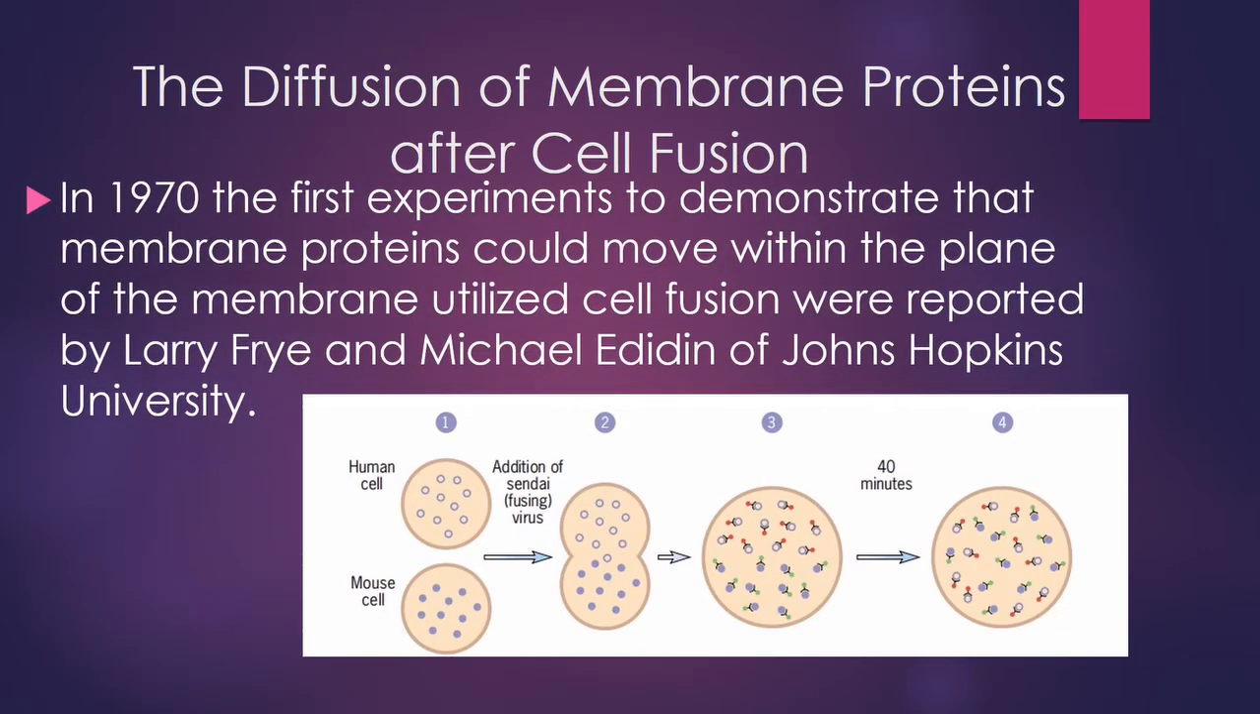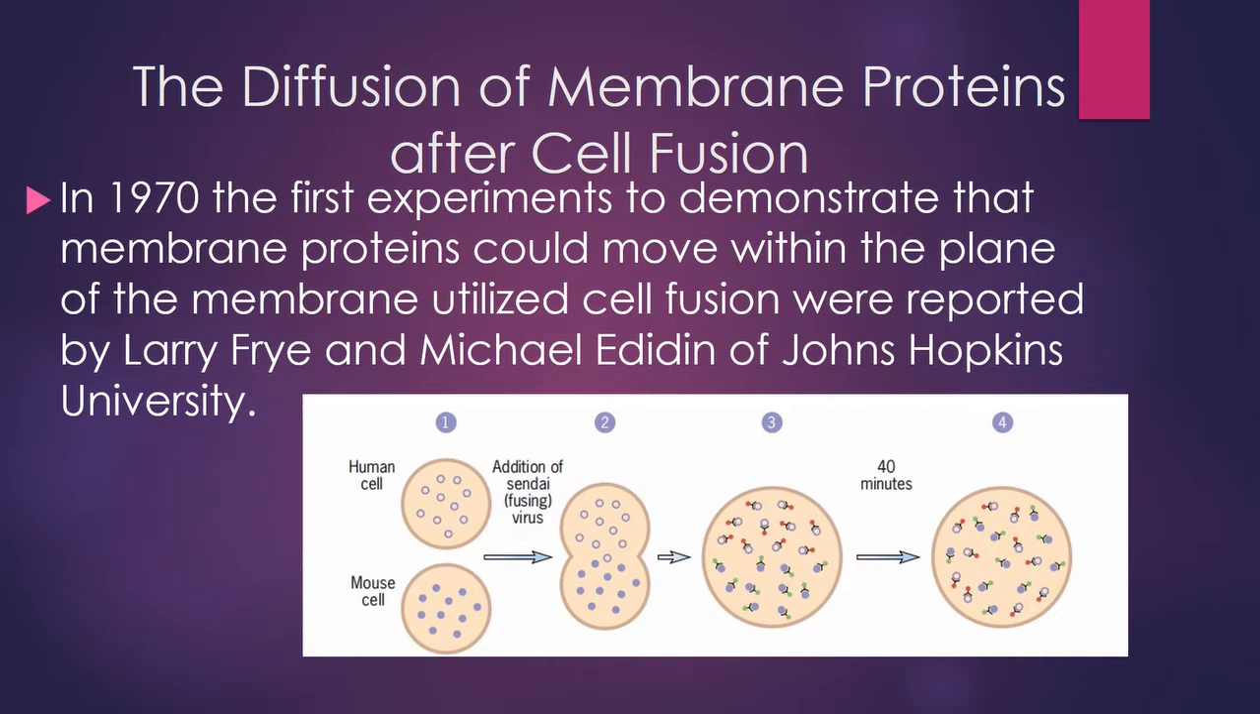In 1970, the first experiment to demonstrate that membrane proteins could move within the plane of the membrane, utilizing cell fusion, was reported by Larry Frye and Michael Edidin of Johns Hopkins University. In their experiment, mouse and human cells were fused, and the location of specific proteins of the plasma membrane was followed once the two membranes had become continuous, to follow the distribution of either the mouse membrane proteins or the human membrane proteins at various times after fusion.